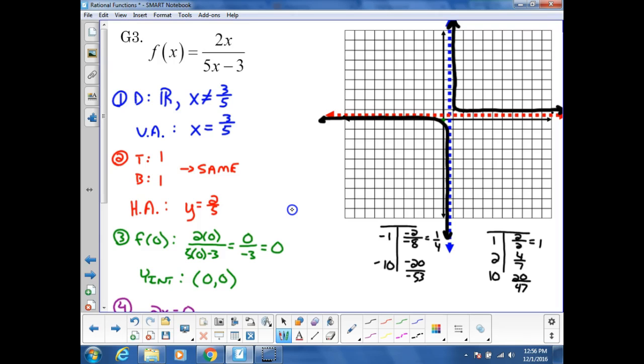The test tomorrow is going to be all this. It would look like a problem like this with end behavior and asymptotic behavior.